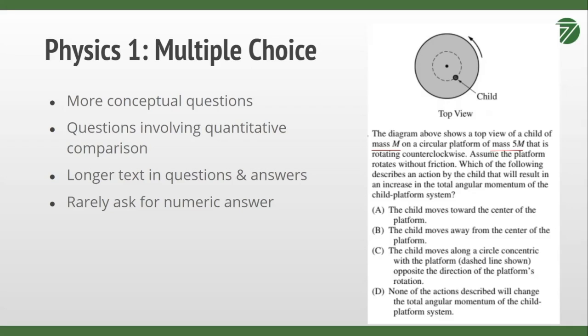And so when we go through, we have to make sure that we read through these questions and analyze them, because a lot of times there are, I don't want to say trick questions, but they're looking for a specific type of understanding. So as we read through this, it says, assume the platform rotates without friction. Which of the following describes an action by the child?